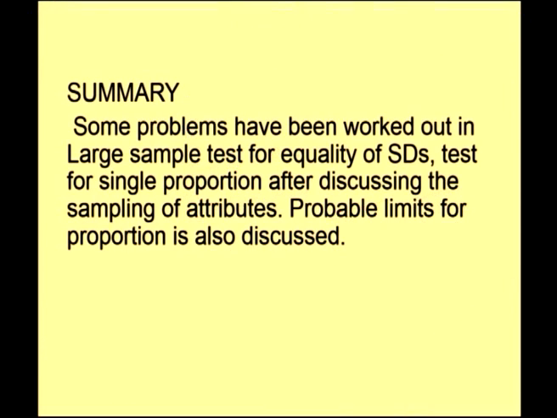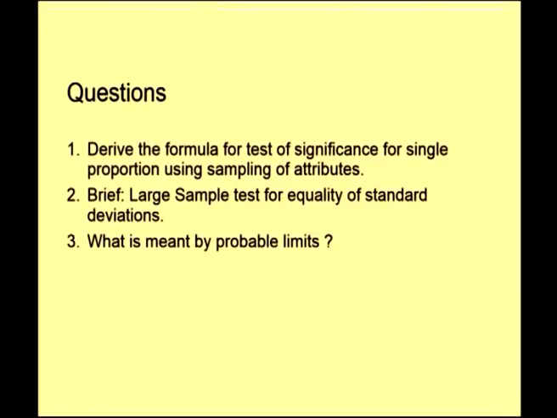In this session, we have dealt with large sample tests for equality of standard deviations, and then after discussing the sampling of attributes, we derived the formula for the test for single proportion. Some problems have been worked out in the large sample test for single proportion, and the probable limits for proportion are also discussed. Based on the discussion in this session, the following questions may be posed.